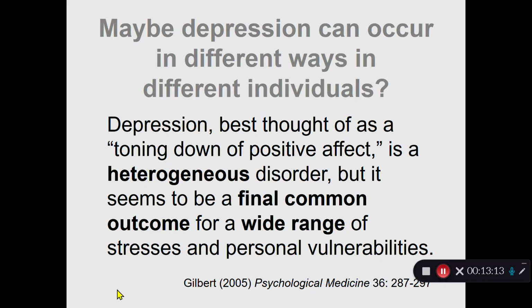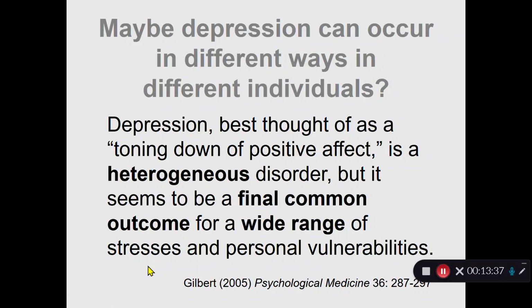According to Gilbert, depression is best thought of as a toning down of positive affect. It's a heterogeneous disorder, but it seems to be a final common outcome for a wide range of stresses and personal vulnerabilities. The personal vulnerabilities are largely genetic, genes. The stresses are largely environmental.